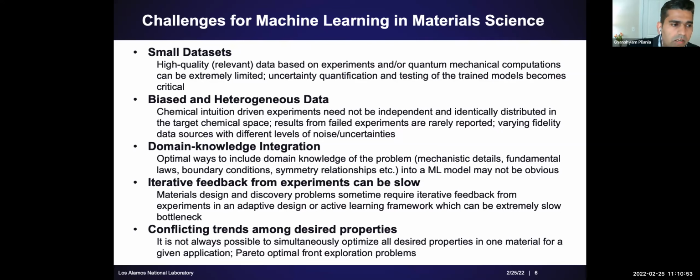Oftentimes we also know a great deal about the physics of the problem in terms of mechanistic details, fundamental laws, boundary conditions, symmetry operations, and so on. And so this information, when integrated in a machine learning model, can really benefit a particular problem. But what should be the best way to integrate this type of information in a given situation may not always be obvious. That's also another challenge, and we have seen that recently physics-informed neural networks have been very popular in this direction.